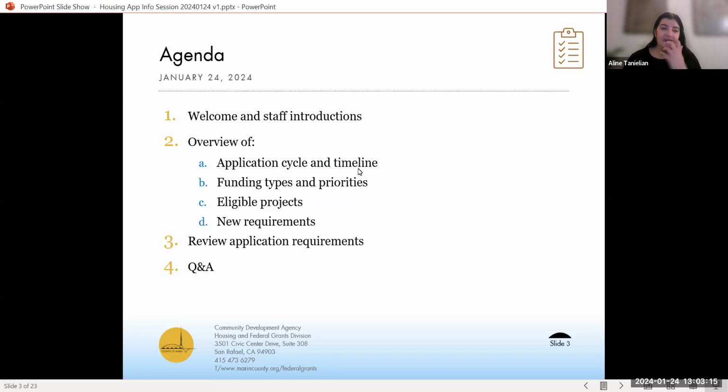So with that, we'll get started and jump into our agenda. We just did a brief introduction. We're now going to jump into the application timeline and the cycle. Just for a reminder, this is for our notice of funding availability for housing funds. We'll then go into the different funding types and priorities, as well as eligible projects and any new requirements. We'll then end with a review of the applications and then follow up with Q&A.